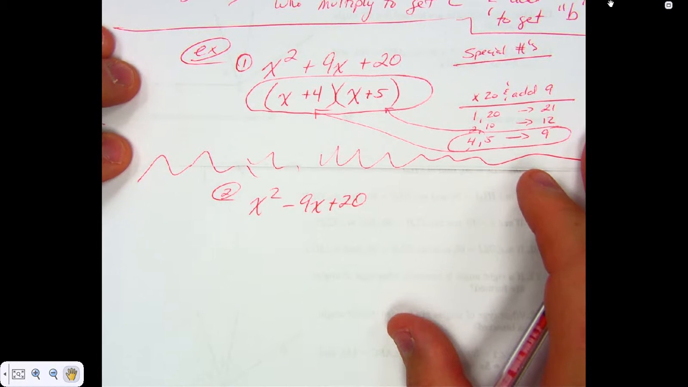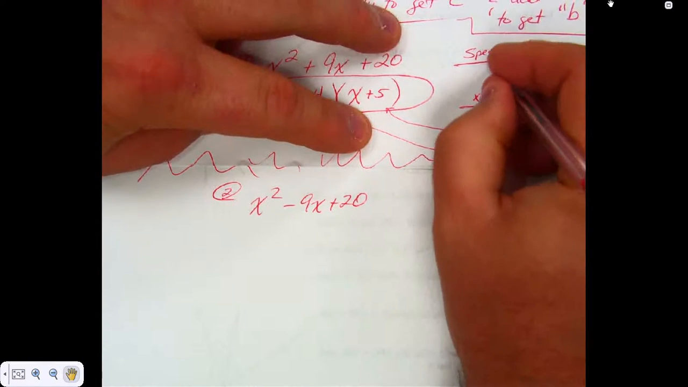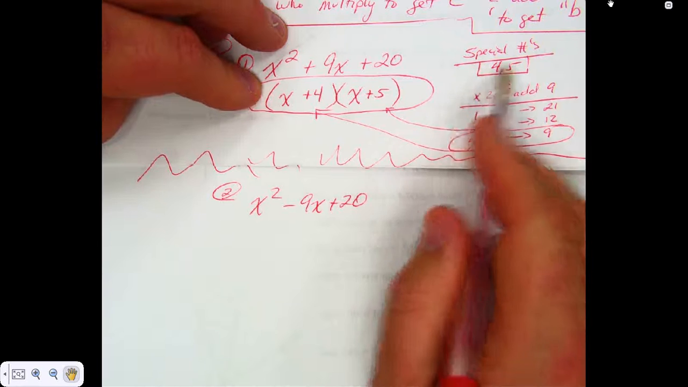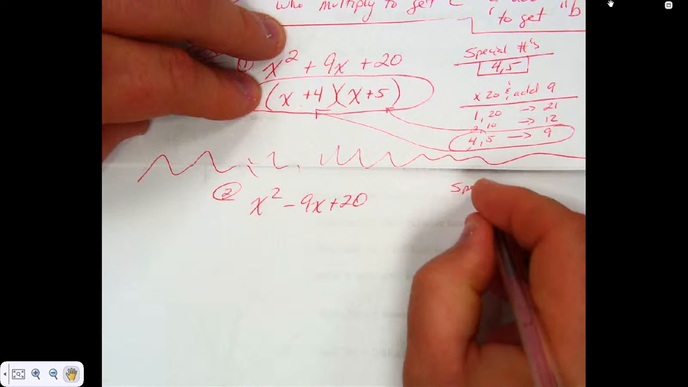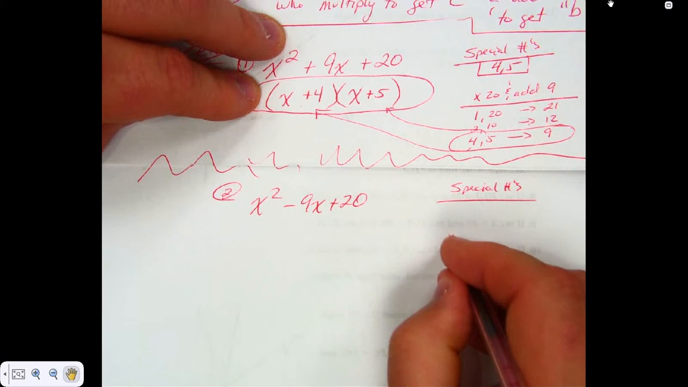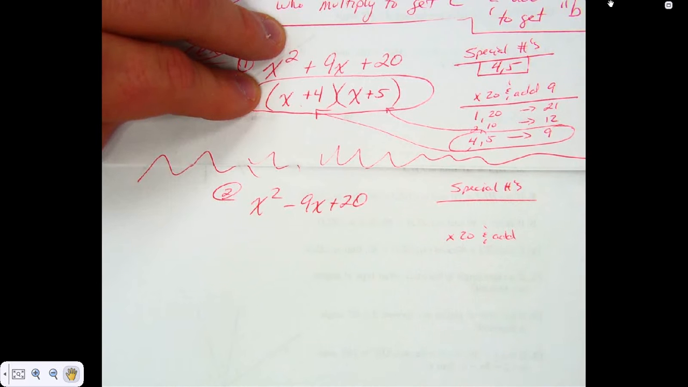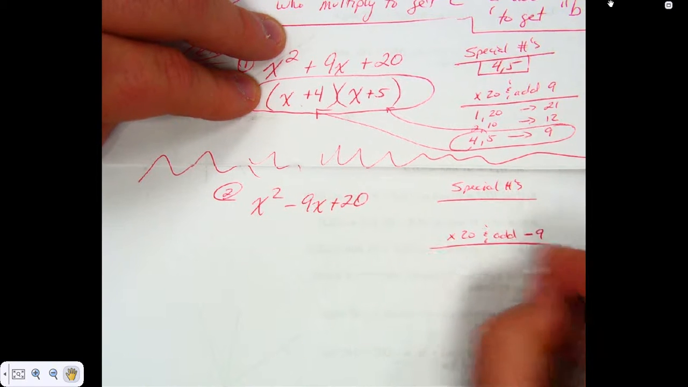Is this almost the same one we just did? Huh? Okay. My special numbers here were 4 and 5, right? And I want you to write your special numbers up there for me. Okay? Always put them in a box just like you did your GCF and then write them in here. Here, what are your special numbers going to be? Well, I need them to multiply to get 20 and add to get what? Negative 9. That's very important.